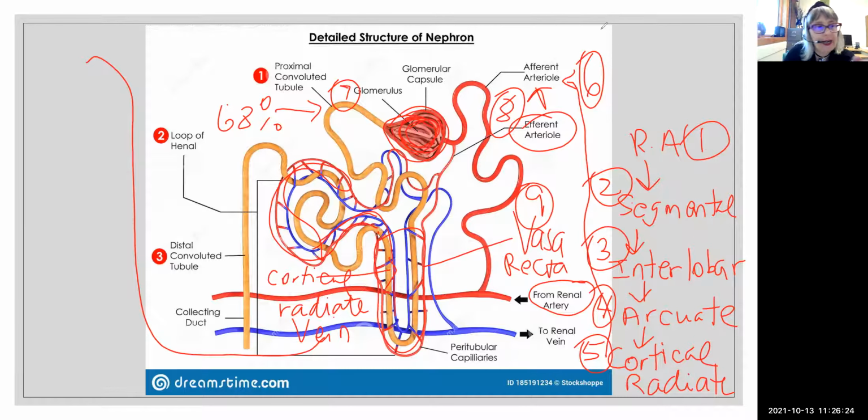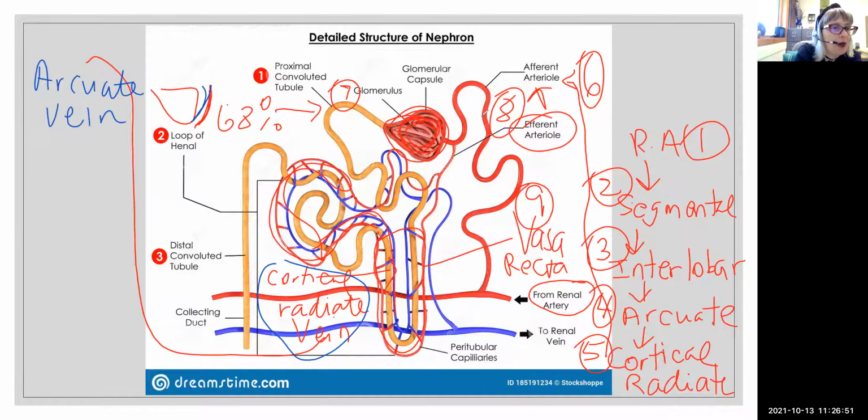So corticoradiate veins, then you've got the arcuate. Think of an arch over the base of the renal pyramid, right? So the base of the renal pyramid had the arcuate artery, and now we're talking about the arcuate vein. So from the corticoradiate vein, we got the arcuate vein. From the arcuate vein, we do not have an interlobar, so no interlobar. Instead, it goes straight to segmental.